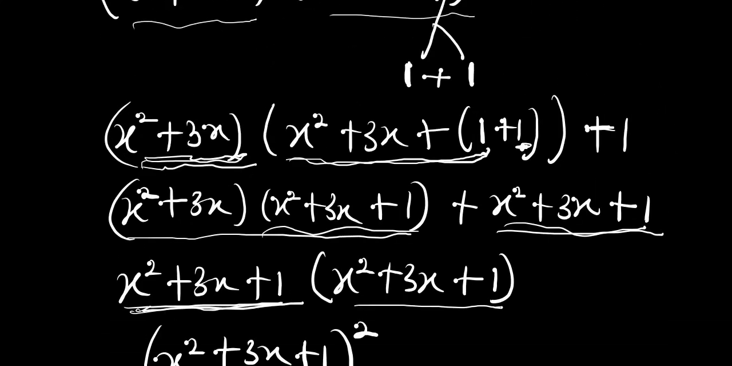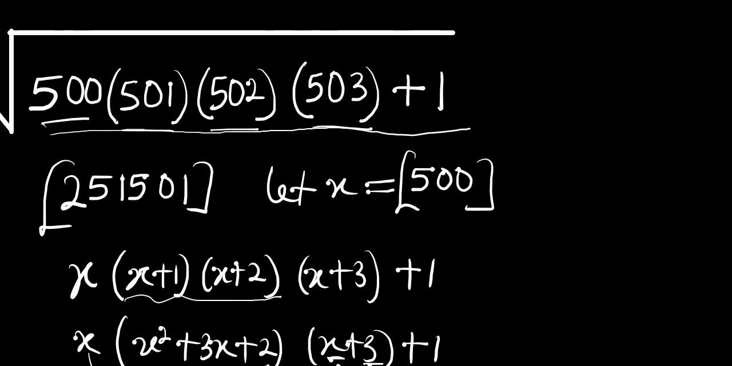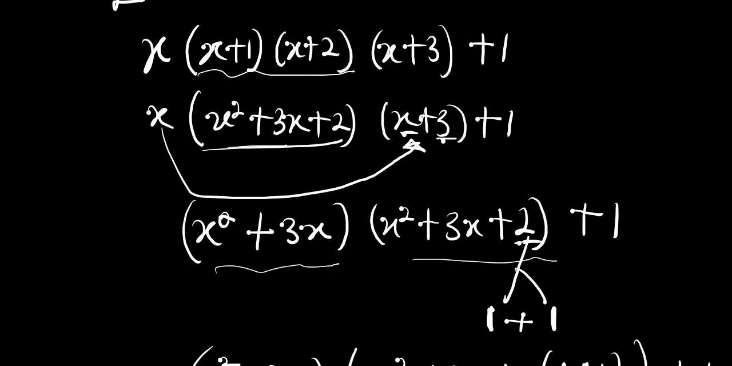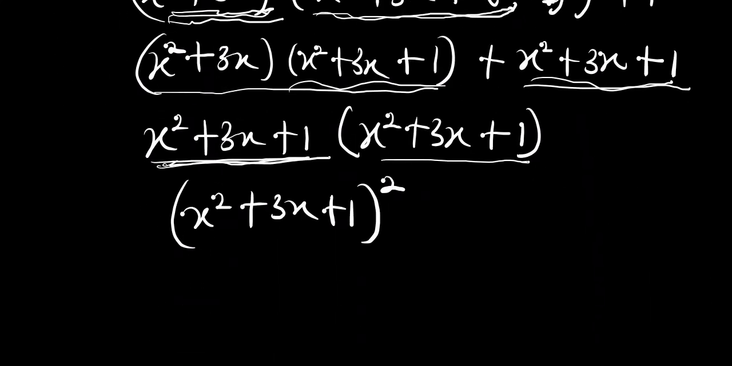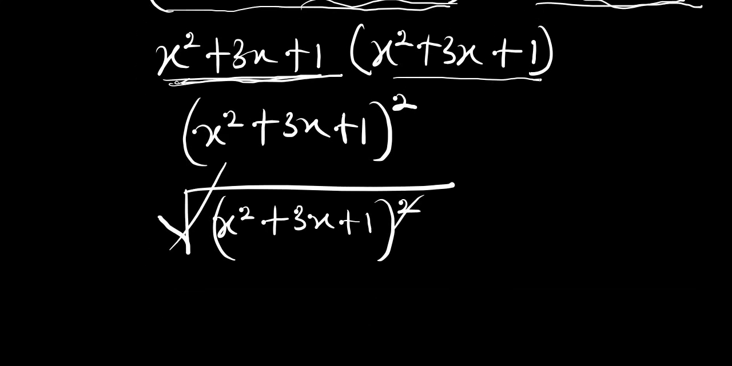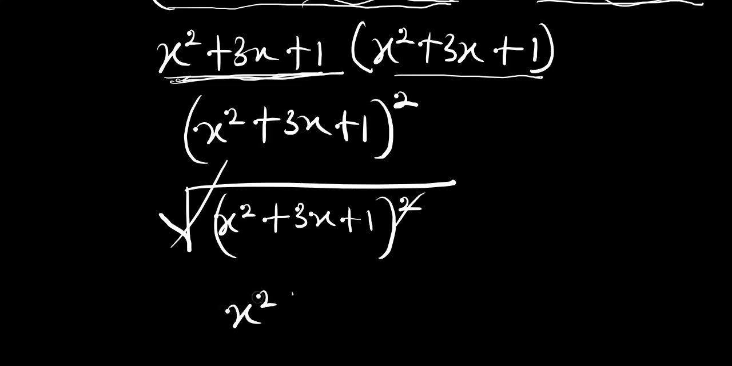Now let's get back to the original problem. Remember, there was a square root here, and we are going to bring that on. If I now decide to include the square root, you see that? The square root here will cancel the square here, so we are going to be left with x squared plus 3x plus 1.